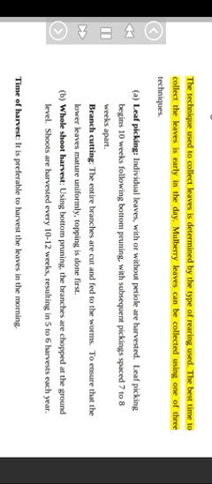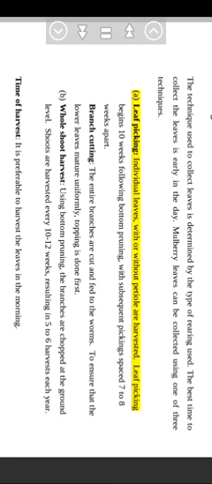Harvesting. The technique used to collect leaves is determined by the type of rearing used. The best time to collect the leaves is early in the day. Mulberry leaves can be collected using one of 3 techniques. Leaf picking. Individual leaves, with or without petiole, are harvested. Leaf picking begins 10 weeks following bottom pruning, with subsequent picking spaced 7 to 8 weeks apart.